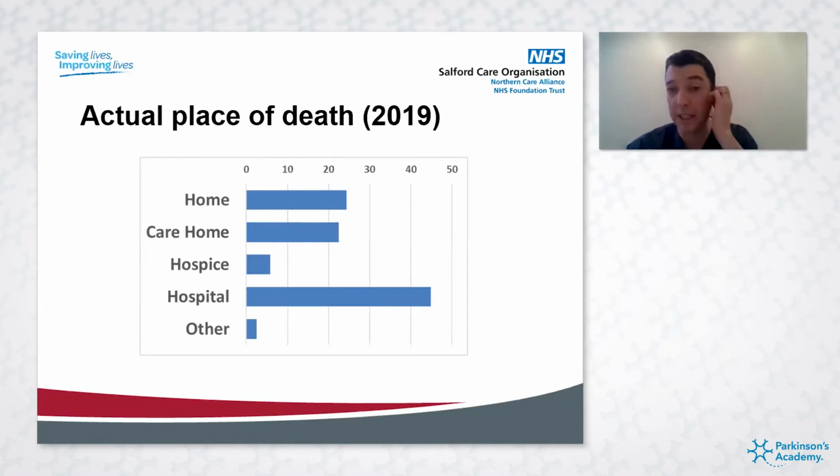These are the actual place of death figures for England and Wales for 2019, so around 531,000 deaths. You can still see that the most common place of death is in hospital, over 40%. Home and care home being the other common places, and hospice being less than 10%. So I suppose in specialist palliative care, we often think about hospice being that kind of gold standard of specialist palliative care, but actually it's open to relatively few patients.